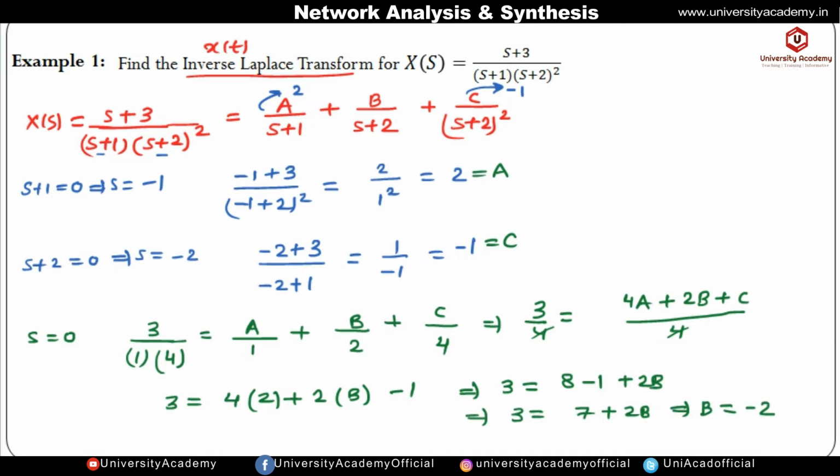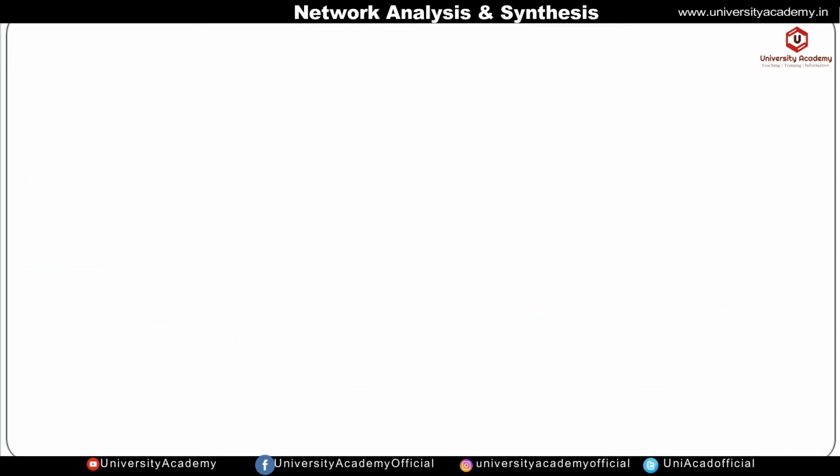So now we have obtained the residues value, that is A B C की value हमें मिल गई. So B we are getting -2. So suppose this is equation 1. So substitute the value of A, B and C in the equation 1. Then we are getting X of S is equal to (S plus 3) whole divided by (S plus 1) into (S plus 2) whole square.